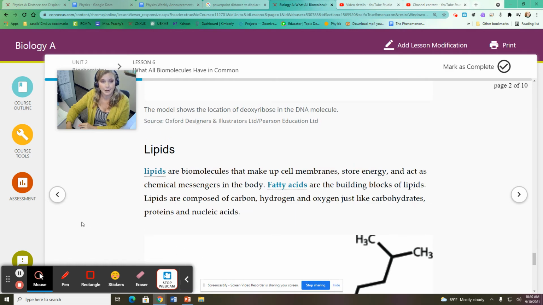Lipids are important. Our cell walls are lipid membranes. So if we didn't have lipids, we wouldn't have cells. Well, that's not good. So you do need to have fats in your diet to be able to build things like your cell walls, and other things are important in brain function. But again, they are composed of carbon, hydrogen, and oxygen, just like carbohydrates, proteins, and nucleic acids. So that's it, ladies and gentlemen.